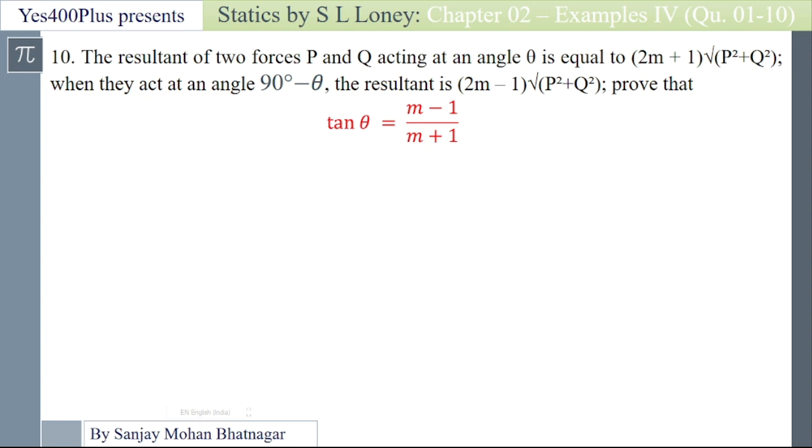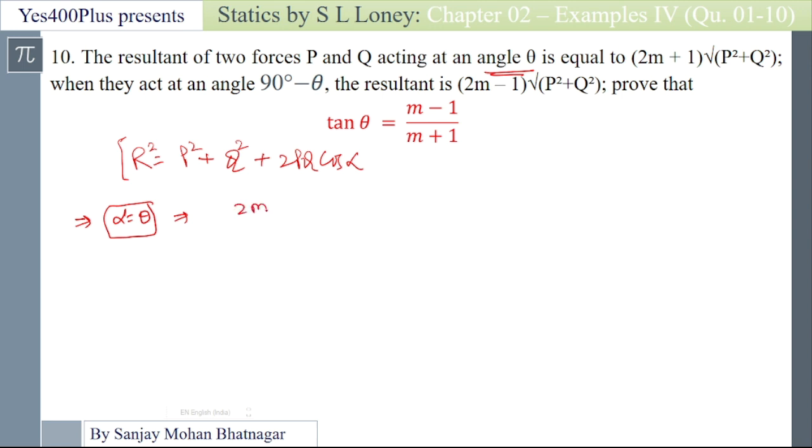Okay, simple question. So we have the formula R square equal to P square plus Q square plus 2PQ cos alpha. Simple. Where alpha is the angle between the two forces. So from the first situation, here alpha equal to theta, so we have (2m plus 1) square into (p square plus q square) equal to p square plus q square plus 2pq cos theta.